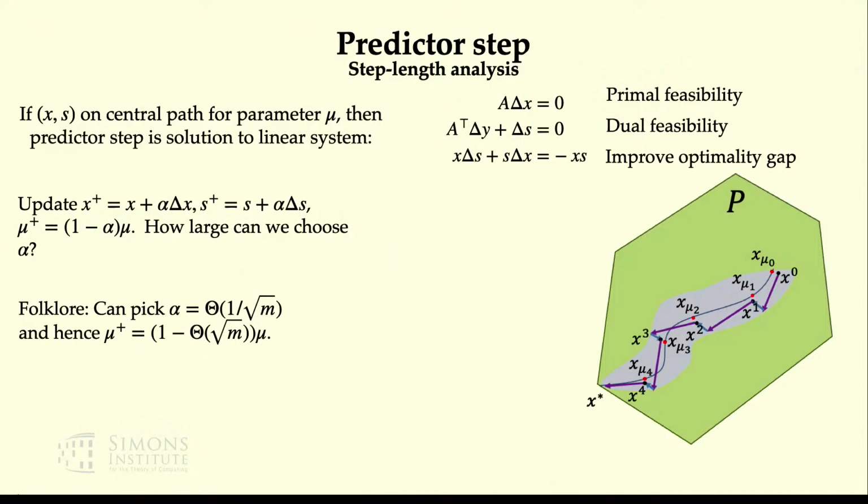The predictor step, that is sort of the gradient on the central path, is given by the following system here. So you want an update step, delta x, that is primal feasible, which means it lies in the kernel of your matrix. You want a dual update, delta s, which lies in the image of A transposed. And in the third step here, these are the equations which tell you that you want to reduce the optimality gap.